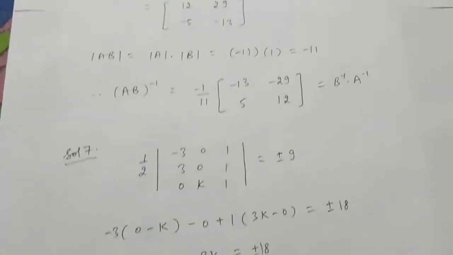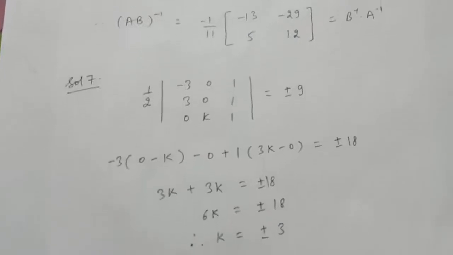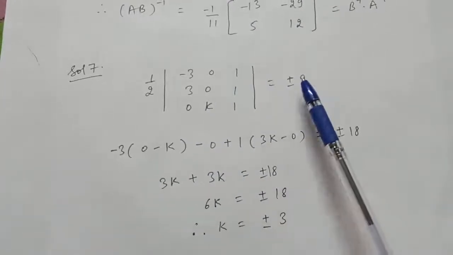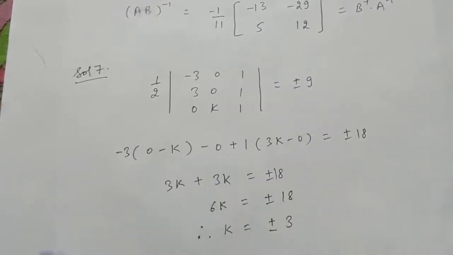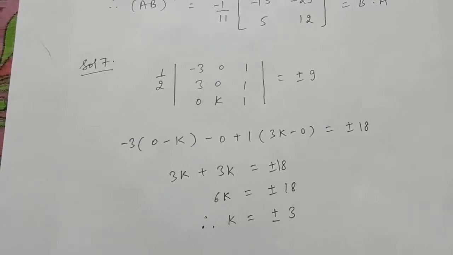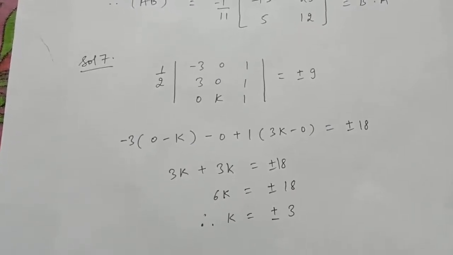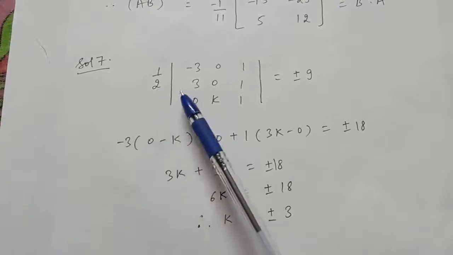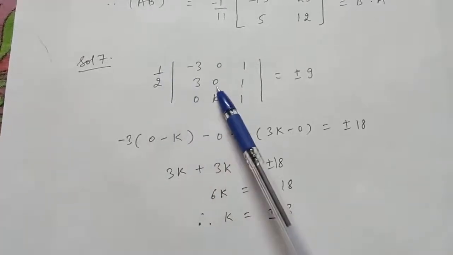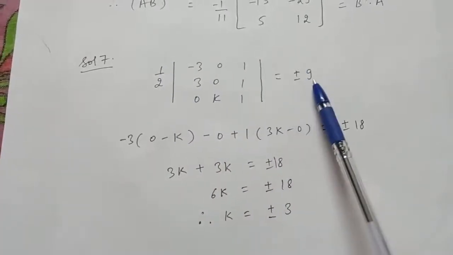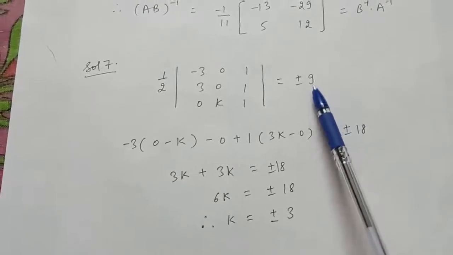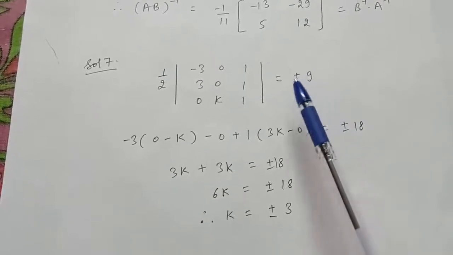Now in question number 7, area of the triangle is given as 9 and the vertices are minus 3, 0, 3, 0 and 0, k. You have to find the value of k. So area of triangle is equal to half into this determinant equal to plus minus 9, right? Because area is already given, so we will consider both the values.